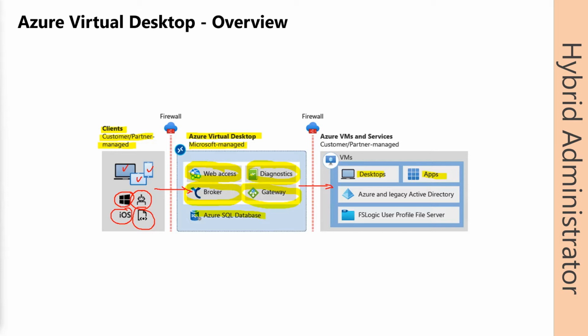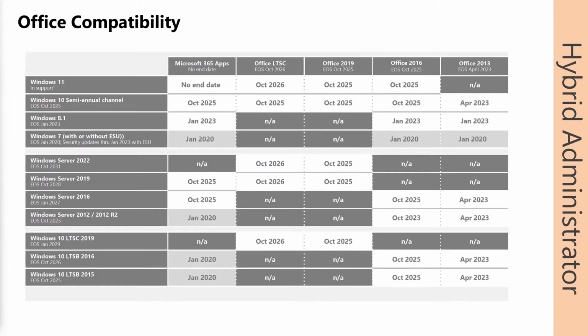We also have these other options to provide a traditional RDS host on Windows Server basis, to provide a traditional VDI deployment based on Windows Client, to provide apps via the app distribution policies. It's all available. Why is this so important? Let's have a look at the Office compatibility and Office support.